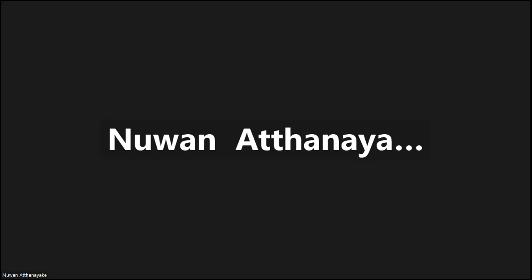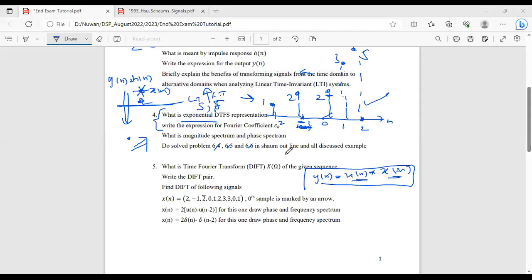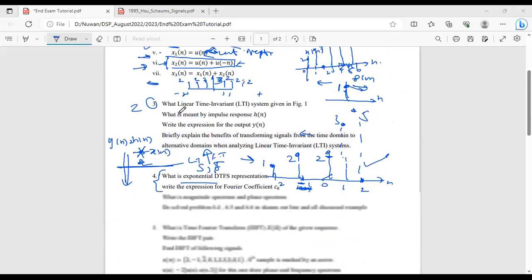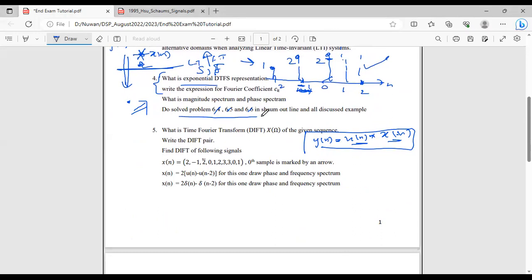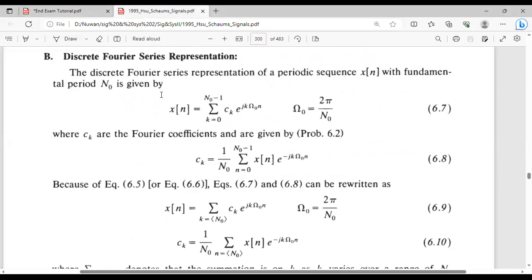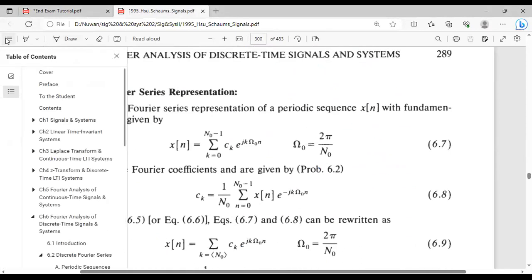Sorry. Actually, I am asking about the solved problems, not these signals. Solved problems in our reference book. Show outlines. Here it is.